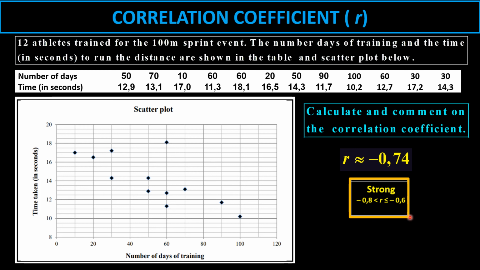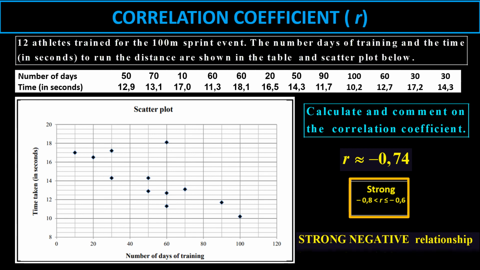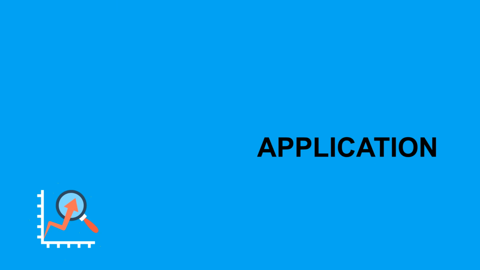You see, it's within that range, right? Negative 0,74 is between negative 0,6 and negative 0,1 from what we had from our table. And then, so we can just say it's a strong negative relationship between the variables. Okay. And now we're going to look at our application.